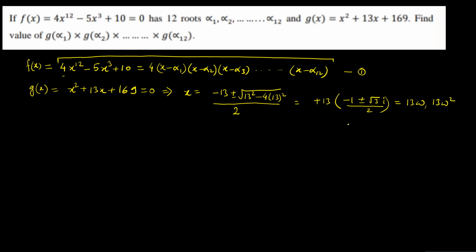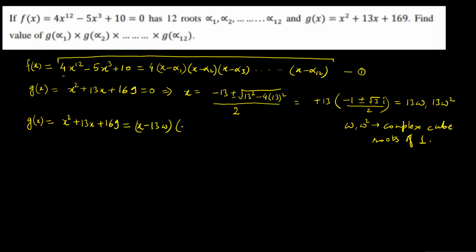Where omega and omega square are the complex cube roots of 1, unity. So g(x) = 0 involves this one. So we have g(alpha 1). Now we can write g(x). If these are the roots, we can write g(x) = x^2 + 13x + 169 = (x - 13 omega)(x - 13 omega square). We can see that these are the roots, right?